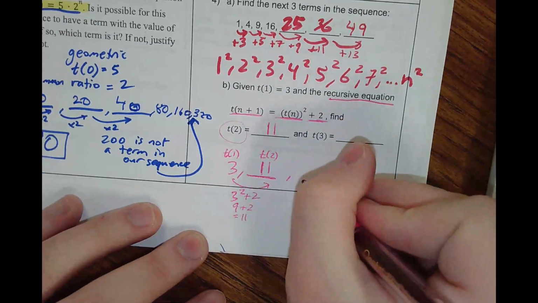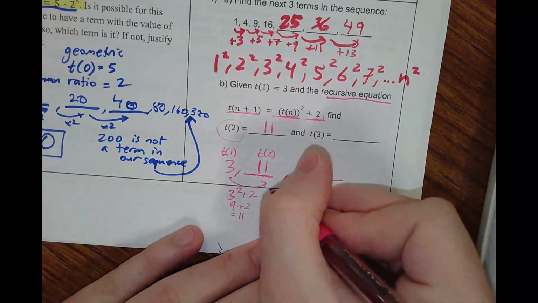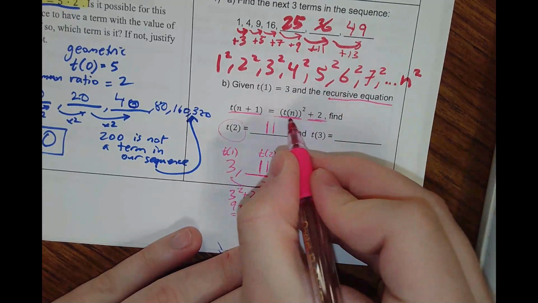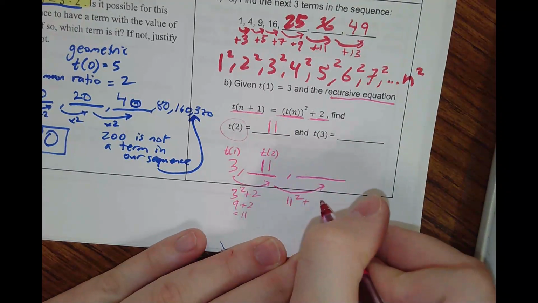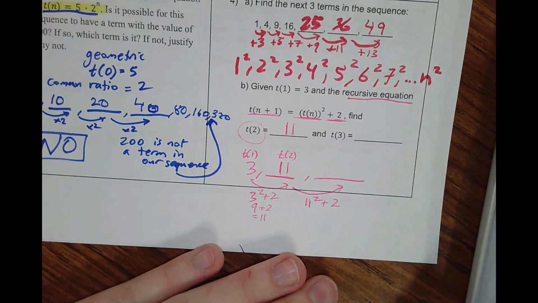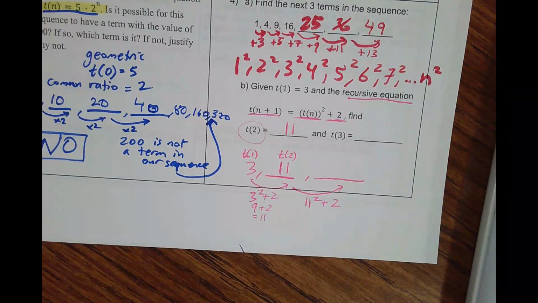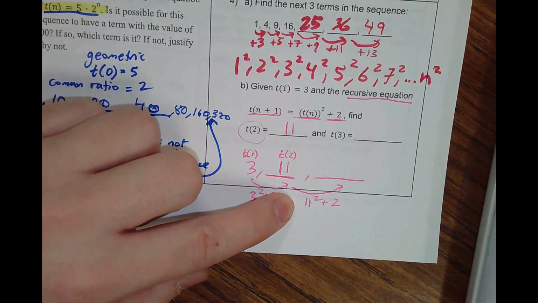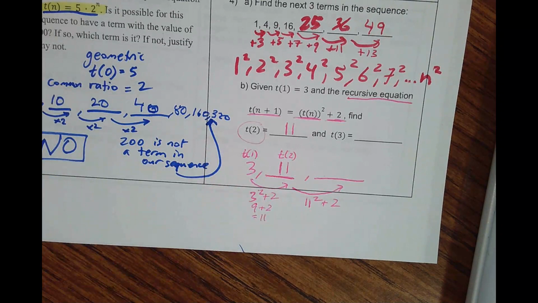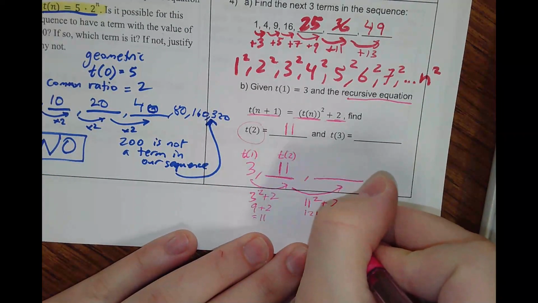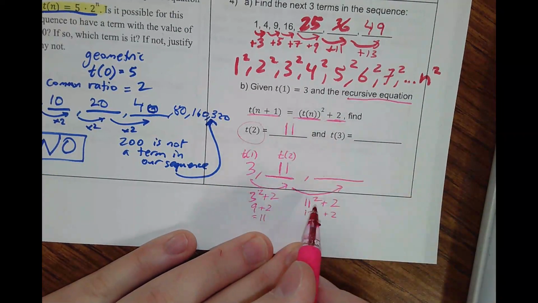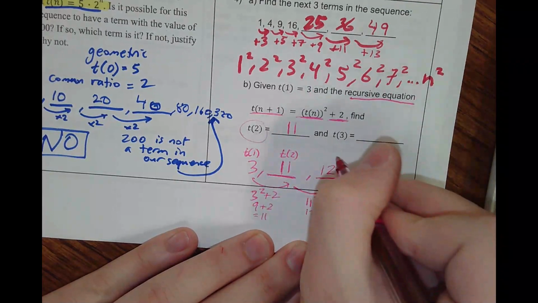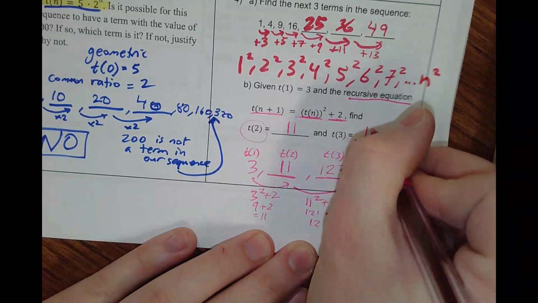Now let's apply the same pattern to get the next number. Square, and then add 2. Well, what's 11 squared? The answer is 121. 121. Then we have to add 2. What's 121 plus 2? 123. So term number 3 is 123.